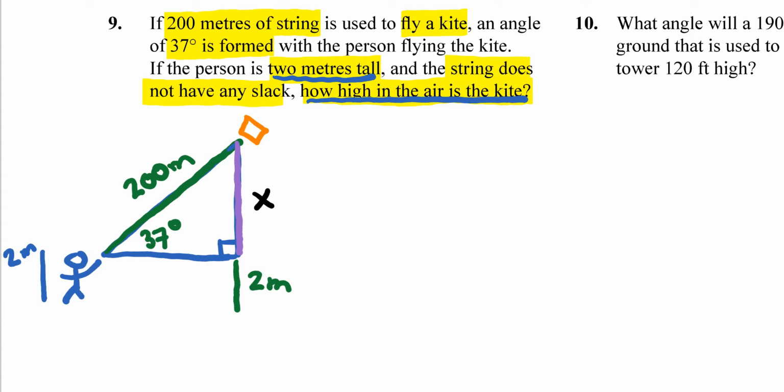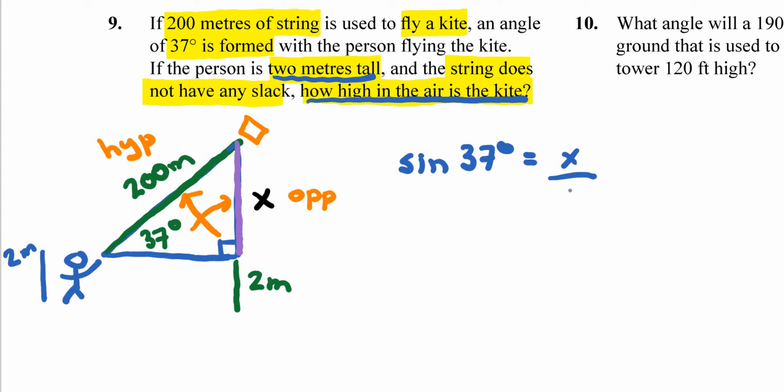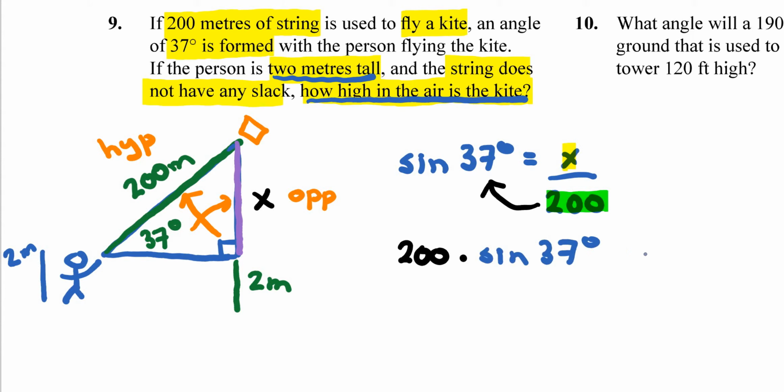Going to my diagram, with respect to 37 degrees, the x right here is going to be your opposite. And the 200 meters, directly across the 90-degree box, is your hypotenuse. The trig function that relates the opposite and the hypotenuse is sine. So I need sine of 37 degrees, which equals your opposite, x, divided by your hypotenuse, 200. There's my trig ratio. Now I need to solve for x. All you do is take your 200 and multiply it with sine 37. So it'll be 200 times sine of 37 degrees, and that equals x.